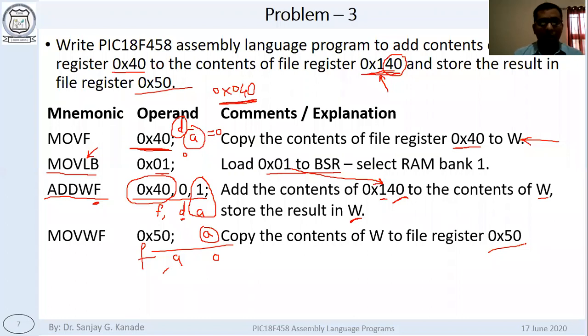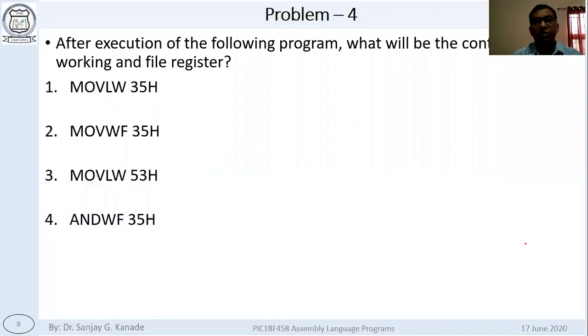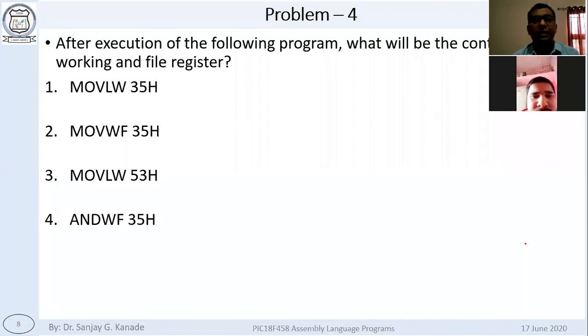Now we will see one different kind of problem. This was asked in the latest question paper of AMA. Latest means the end semester exam held in November-December. The problem is like this: after execution of the following program, what will be the contents of the working and file register? So a program was given. There were only 4 steps in the program, and the question asked was, what would be the contents of the working register and file register?